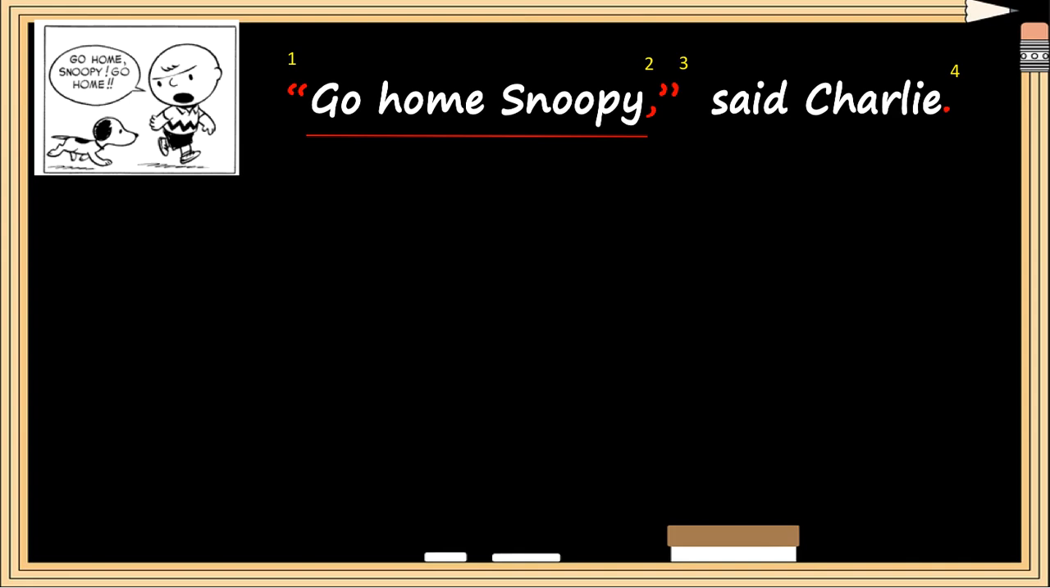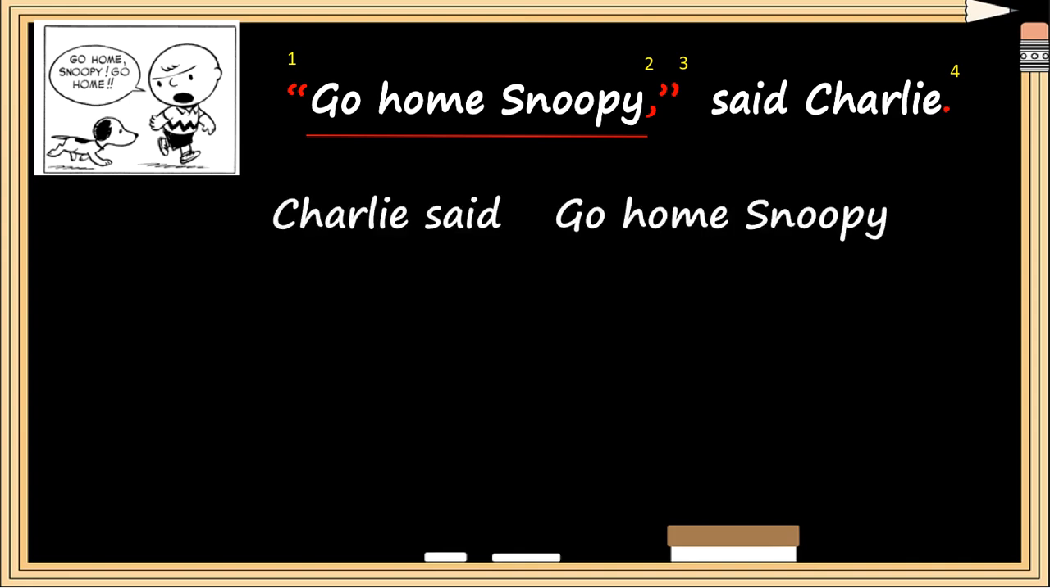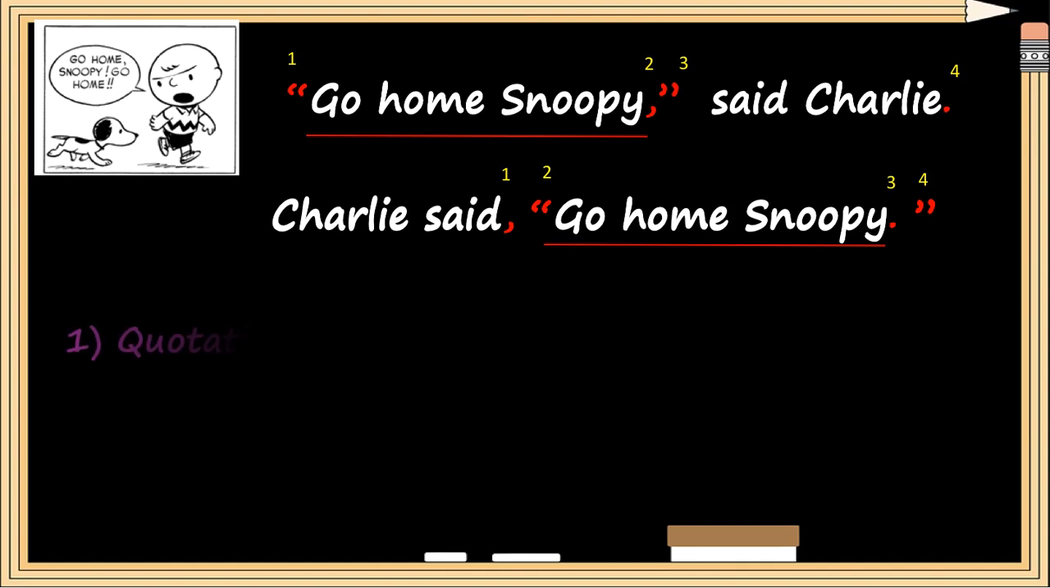That will be 4. If the said part is at the beginning of the sentence, exactly the same thing. Go home Snoopy, put quotation marks around it, add 2 more punctuation marks. You can see in both of these examples, when you count your punctuation, there should be 4 speech punctuation.